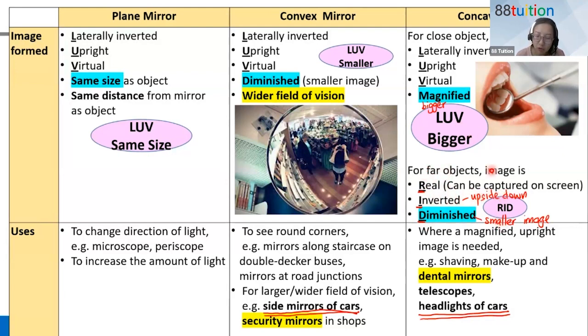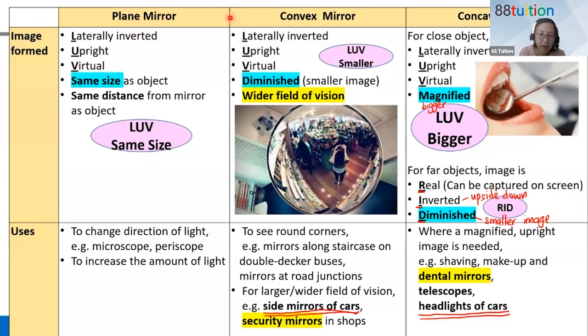Now, how come I have 2 different memory aids for concave mirror? It depends on whether your object is close to the mirror or far away from the mirror. So if your object is close to the mirror, your memory aid is LUV bigger. Bigger image. Then if your object is far from the mirror, like with a telescope, you want to see a planet far away, like the planet Mars, then it will be RID, real inverted diminished. Obviously, the image of Mars will be smaller than the size of the real planet Mars. So the pink color are the memory aids. Remember, LUV same size, LUV smaller, LUV bigger, and then RID.